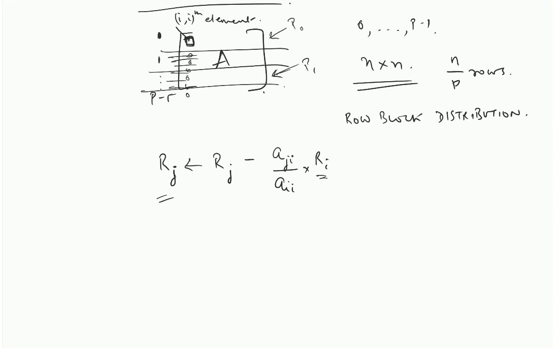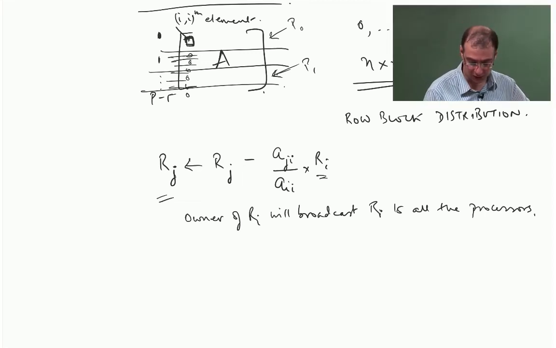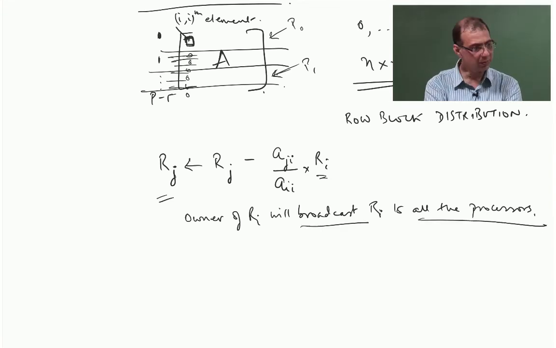So what's going to happen over here? The owner of r_i will broadcast r_i, from the diagonal till the end, to all the processors. This is called a broadcast operation, when you are sending the data to all the other processors. Once everybody gets r_i, it's simple for them. They have a_ii also, which is part of r_i anyway, and everything else is local to them. So everybody can do the update. Is this part clear?